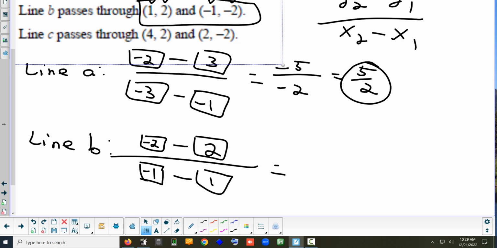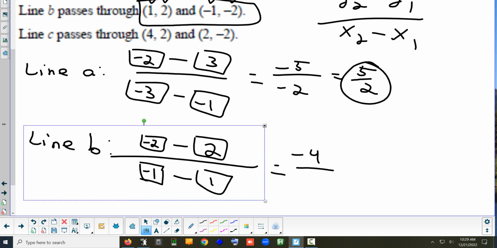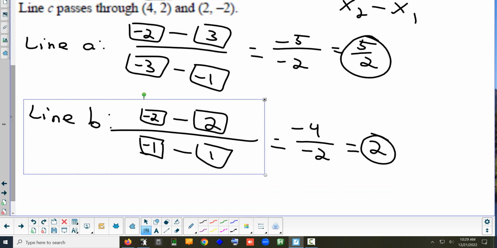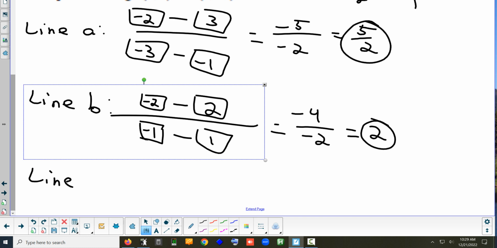I don't think this is looking good to be the same. -2 minus 2, well, that's -4. And -1 minus 1 is -2. What's -4 divided by -2? Yep, positive. So are lines A and B parallel? Definitely not. Well, we still have line C, and if it comes out to either one of those numbers, then it's parallel. Right, let's check line C.